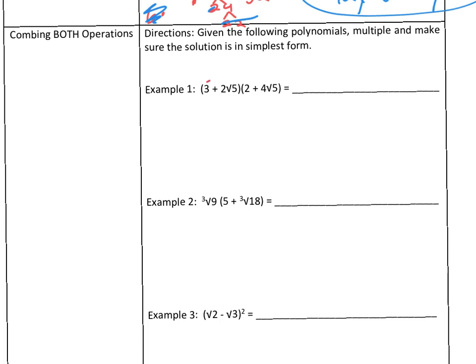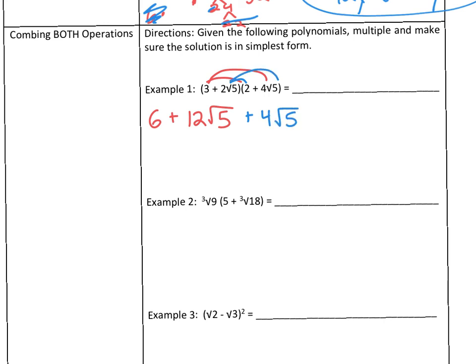So the first thing I'll do on this is 3 times 2 is 6. Then we multiply the 3 times 4 square root of 5. So 3 times 4, those are going to be coefficients, because again, they're not underneath the radical. That would just be 12 square root of 5. Next up, I'm foiling the 2 square root of 5 times 2. So multiply the 2 times 2 gives me 4 square roots of 5.